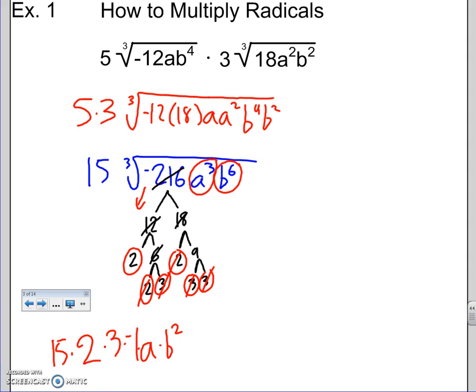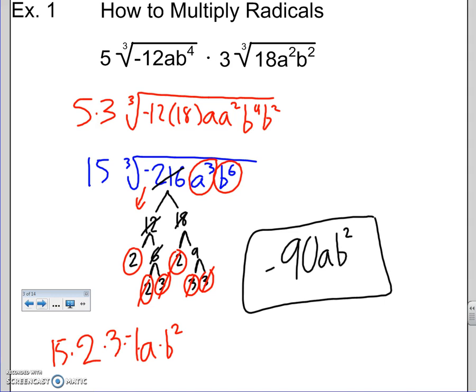So I gotta multiply this one last time. So 15 times 2 is 30, times 3 is 90. Times negative 1 is negative 90. And ab squared. And that is the answer. Alright, so as long as they have the same root, you can multiply them, put them together.